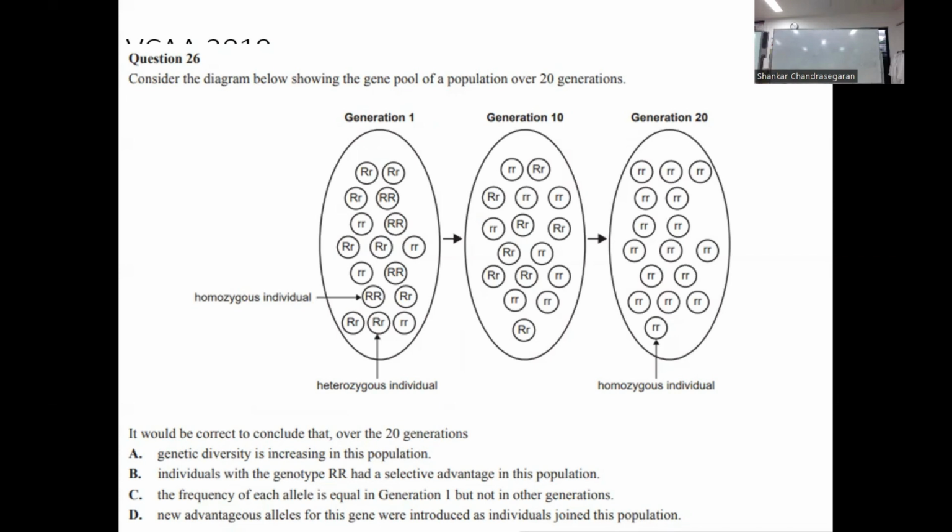And D, can I get Ayman? The new advantageous alleles for this gene were introduced as individuals joined this population. No, there are no new alleles, right? They're all the same alleles that existed in the original population. So the most appropriate answer is C, right? So this is how you use the process of elimination in answering questions. You should be able to do this very quickly as well. And that would help you out.